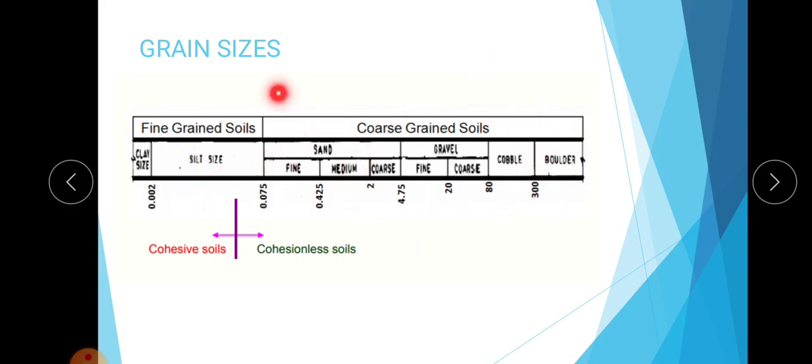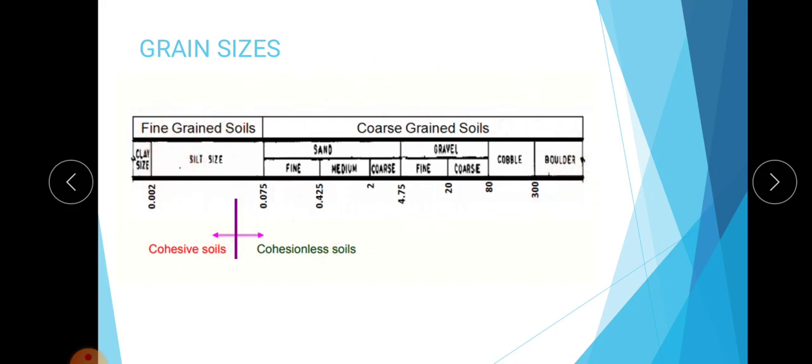And fine grained soil is again classified as silt and clay. Silt means size between 0.075 mm and 0.002 mm, and size less than 0.002 mm is known as clay. So this is very important: clay size will be less than 0.002 mm. Silt means size between 0.002 mm and 0.075 mm. So this chart should be remembered.